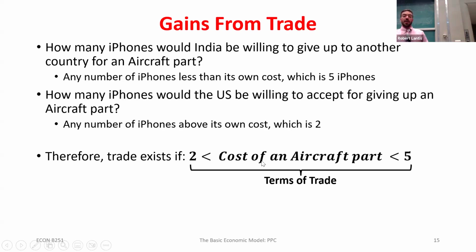Now, obviously, every country wants it to be a little bit better for them. So here, if I'm thinking about India, they want that terms of trade to be a little bit further away from 5, right? They want to be giving up as few iPhones as possible. And the US, obviously, well, they'd like to get back as many iPhones as possible for that 1 aircraft part. So they'd like it to be a little closer to 5.